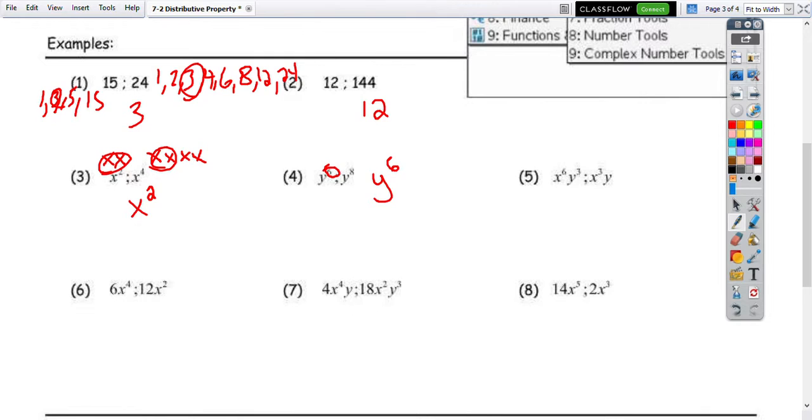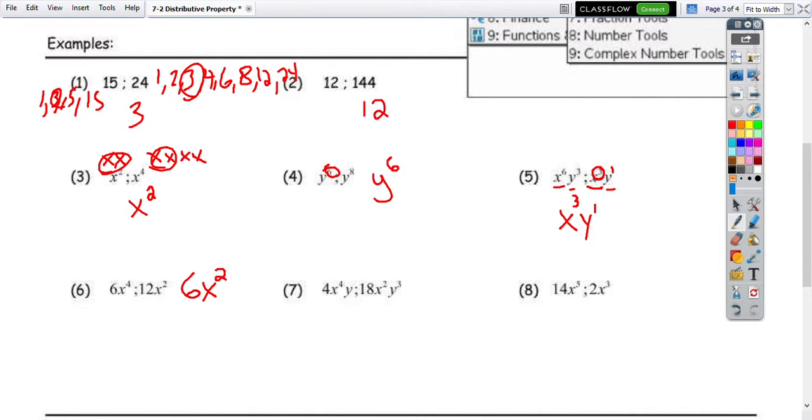Okay, for number 5, there's x's in common, right? So the GCF is going to have an x, and there's also a y in common, so it's going to have a y. The smallest exponent for the x is the 3, so it's x cubed. And the smallest exponent for the y is that 1 that's not written, so it's just y. So it's x cubed y. Okay, for number 6, GCF, we're going to do numbers first. The biggest thing that divides into 6 and 12 is a 6. There's also an x in common, and the smallest exponent is the 2. So the GCF is 6x squared.